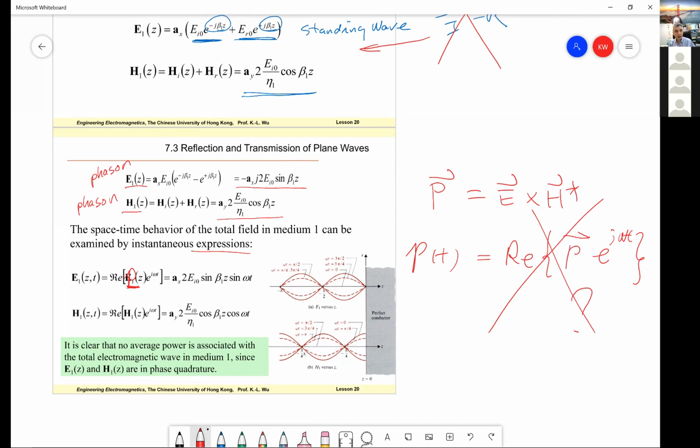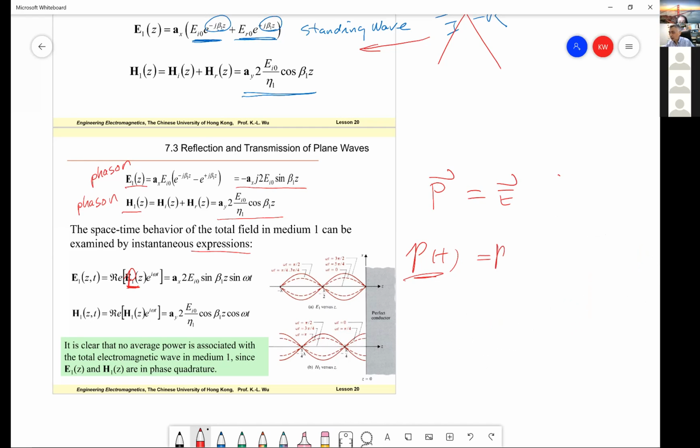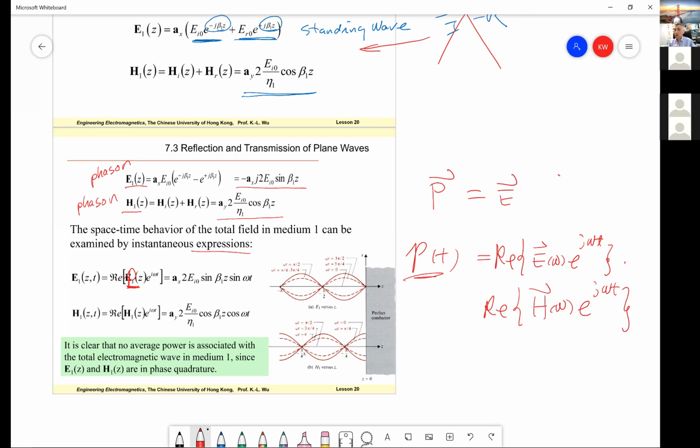We only defined it for field quantity: electrical field, magnetic field. If you want to find this, you must find the E field first. This is a phasor, then dot. This is correct. This is a side note.